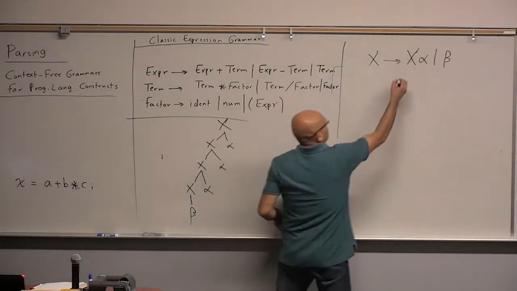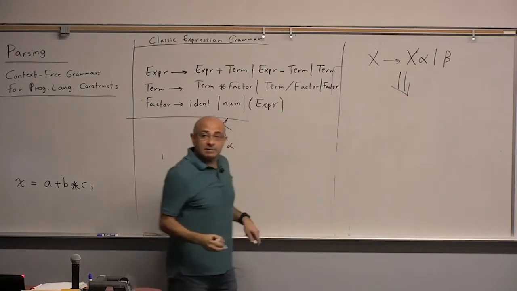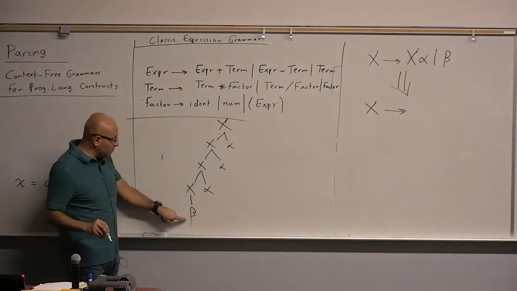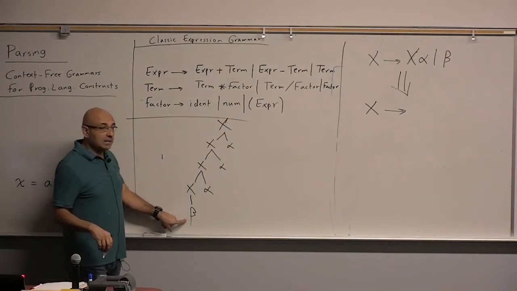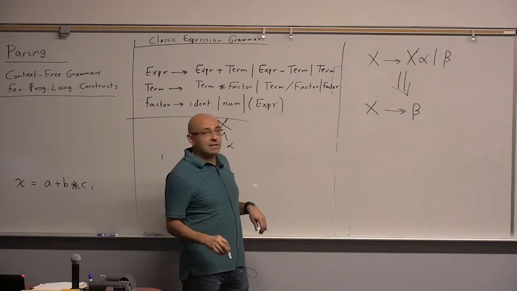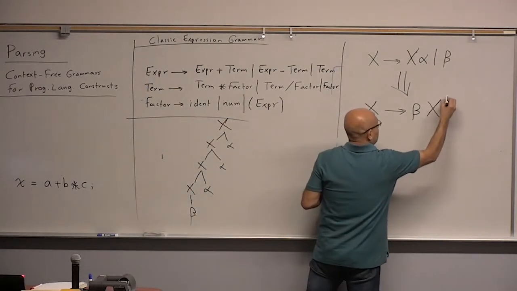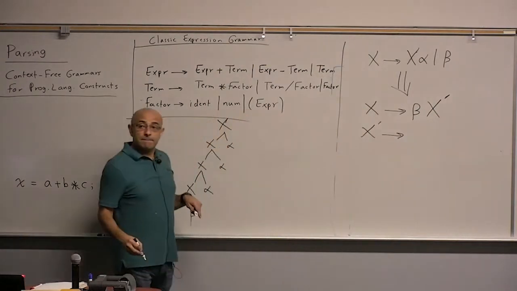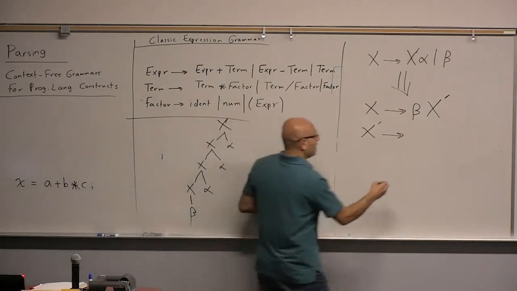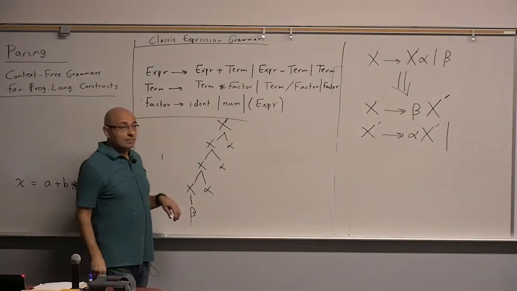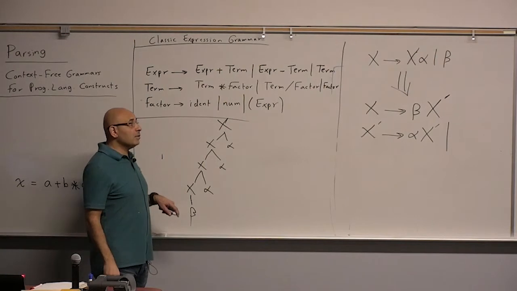And this can be written in the following equivalent format. So there is a beta. I know that the beta will be to the left. The leftmost symbol has to be a beta based on this. So it's a beta followed by as many alphas as I want. So let's put this in another variable that we call x prime, where x prime is alpha x prime or alpha. Well, here you are requiring at least one alpha, but we don't have epsilon.